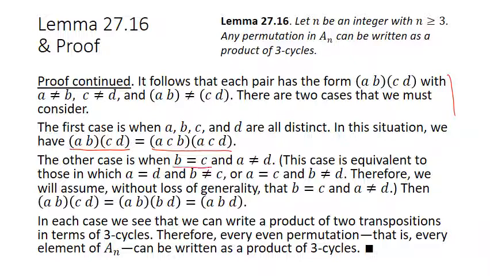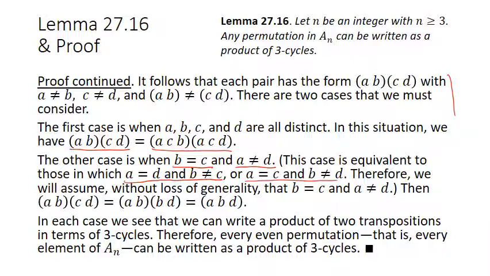So they're saying the other case is when B equals C, so they're just picking B and C to be the ones that are the same, and A is not equal to D. Of course, if A was equal to D, then we would have that AB equaled CD, which we already said we can't have. Okay, so here they're explaining in parentheses why they're allowed to just choose B and C to be the same ones. So this case is equivalent to those in which A equals D and B does not equal C, or A equals C and B does not equal D.